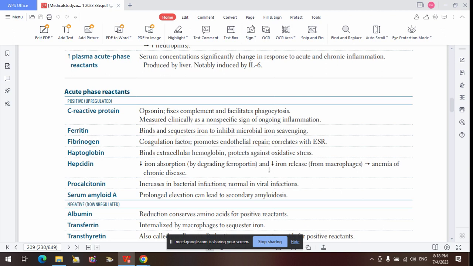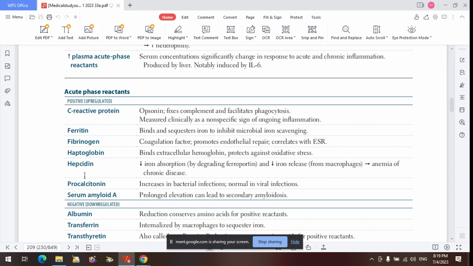Then haptoglobin is another one. Haptoglobin basically binds to extracellular hemoglobin, so mops it out of the circulation so that it doesn't release iron to generate all these reactive oxygen species via the Fenton reaction. So we said that. Then we talked about hepcidin too, that hepcidin basically helps to reduce the amount of iron too. But how does it do it?